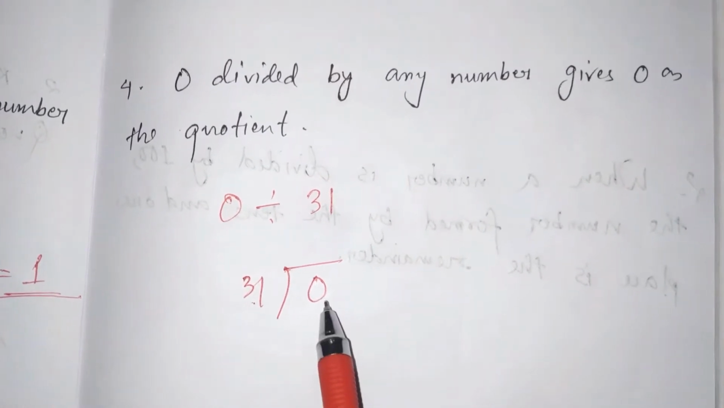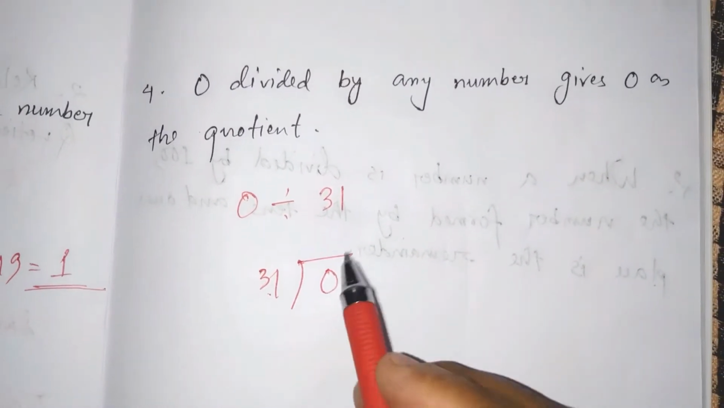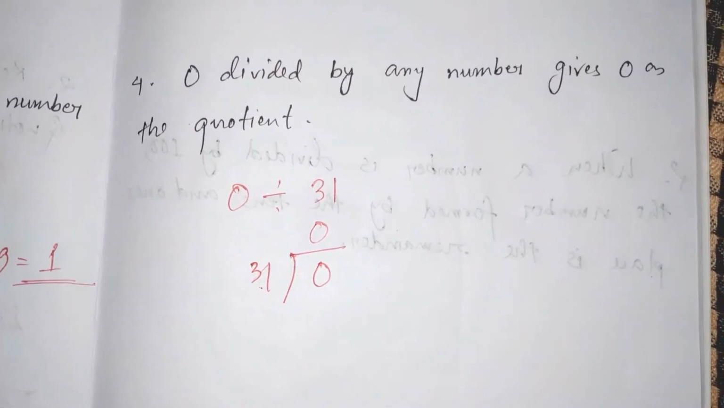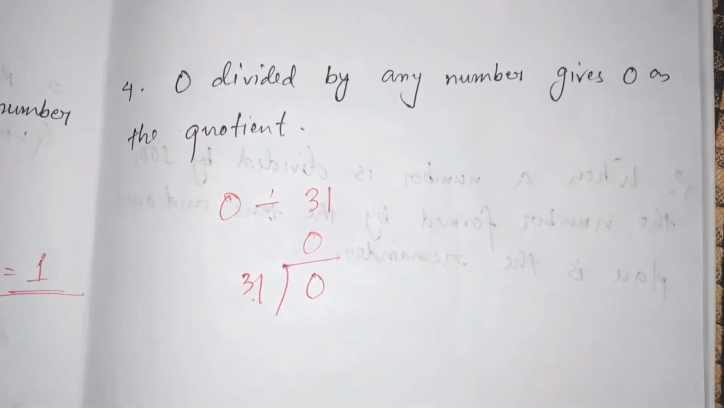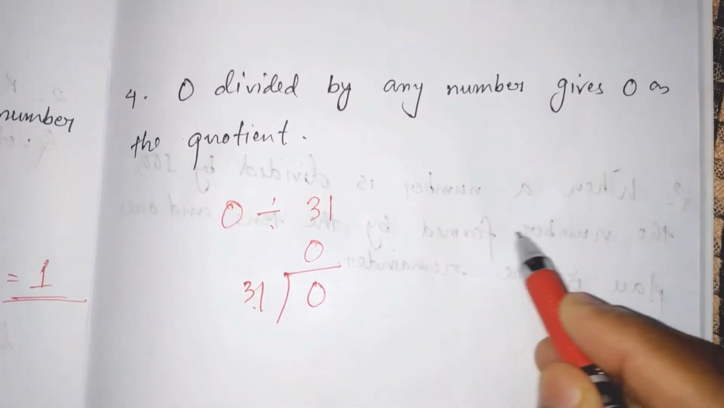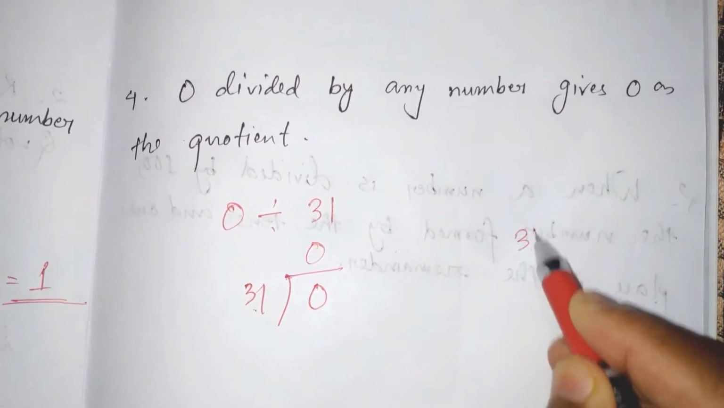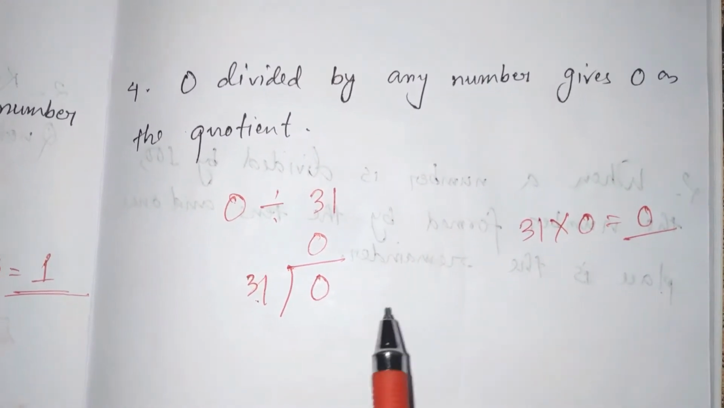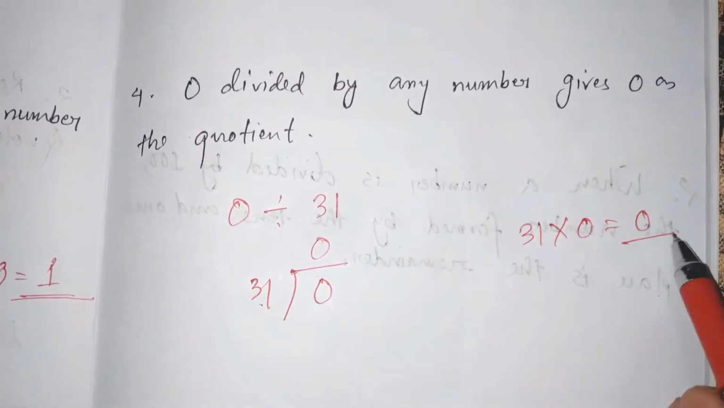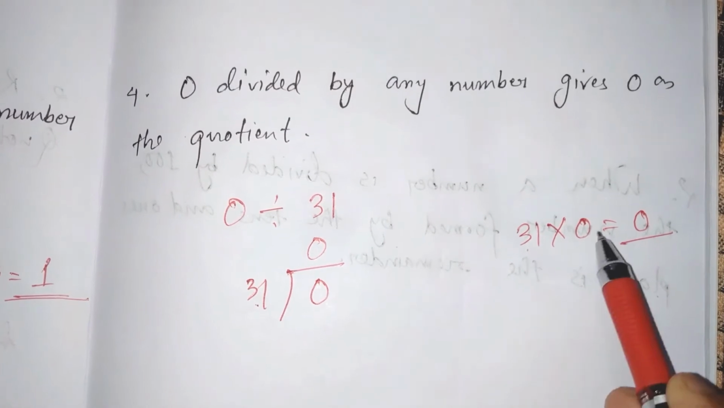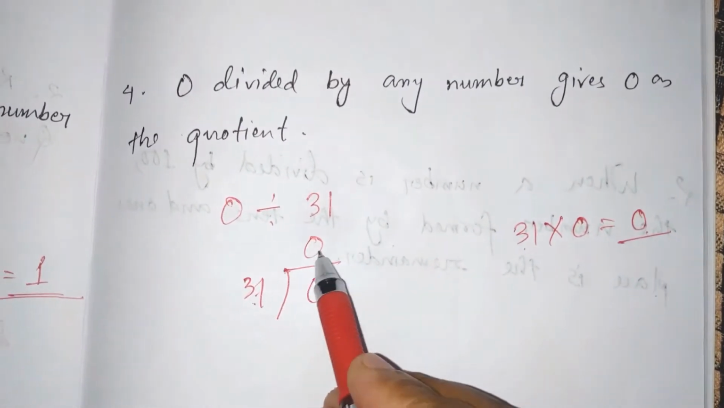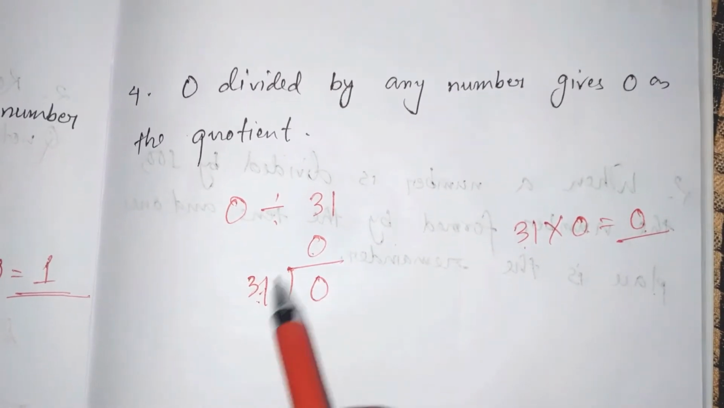But one thing we can do: in the properties of multiplication we have learned that if you multiply anything with 0, like if you multiply 31 with 0, what will you get? You will get 0 itself, isn't it? So we can say I need to get 0, and here you can see 31 is multiplied with 0, then you get 0. So in the quotient place I will write 0, so 31 zeros are 0.